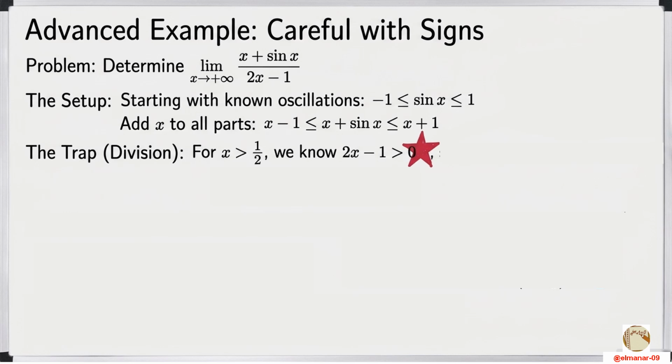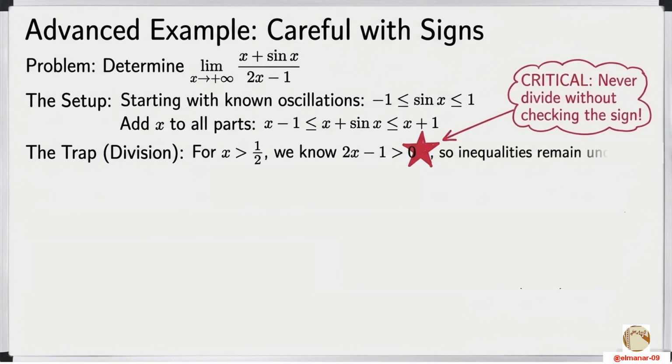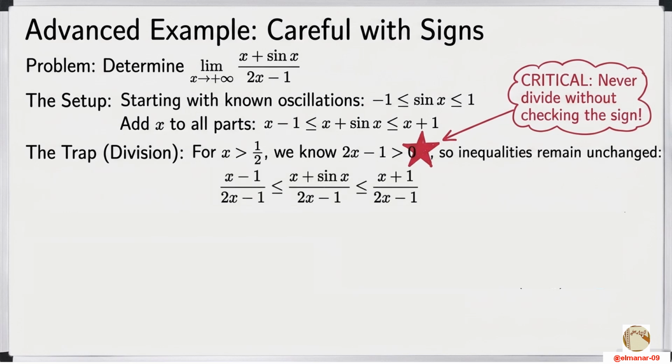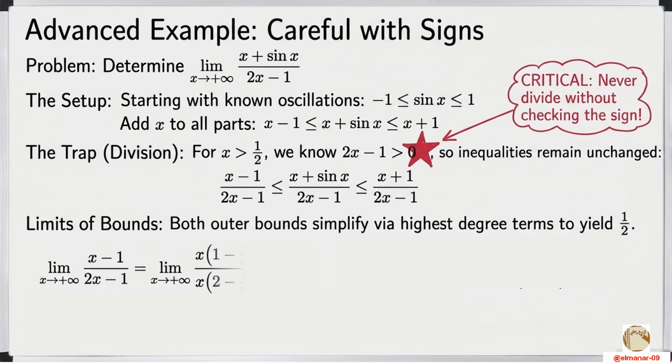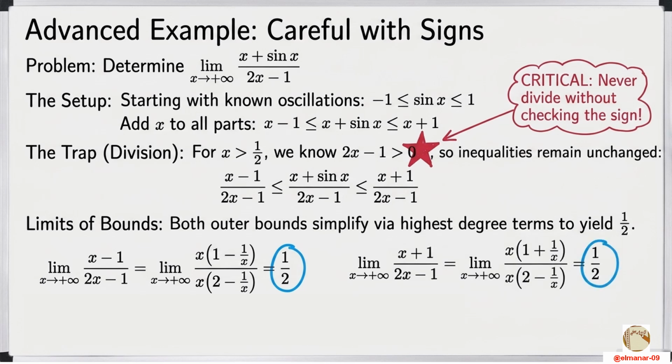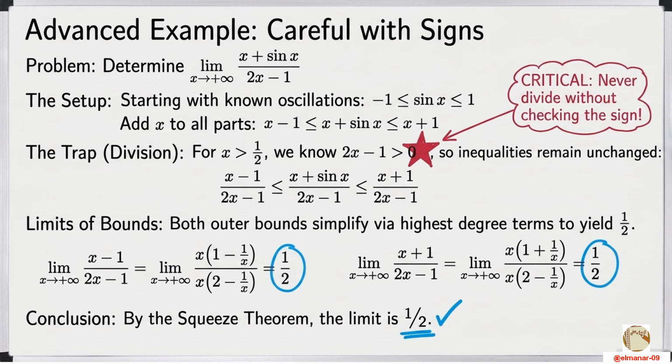For large x, the denominator, 2x minus 1, is positive, so the inequality stays the same. To find the limits of our bounds, we look at the highest degree terms. X minus 1 divided by 2x minus 1 simplifies toward 1/2, and x plus 1 divided by 2x minus 1 also simplifies toward 1/2. Since both bounds converge to 1/2, the squeeze theorem tells us the final limit is 1/2.